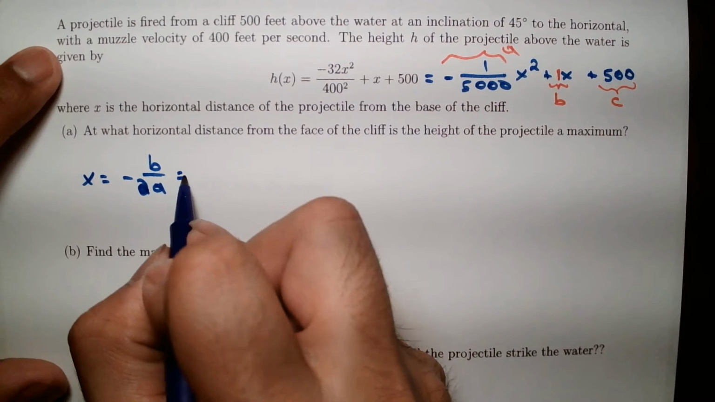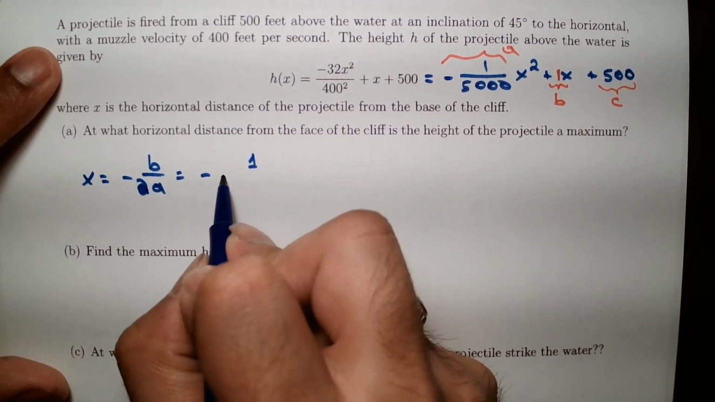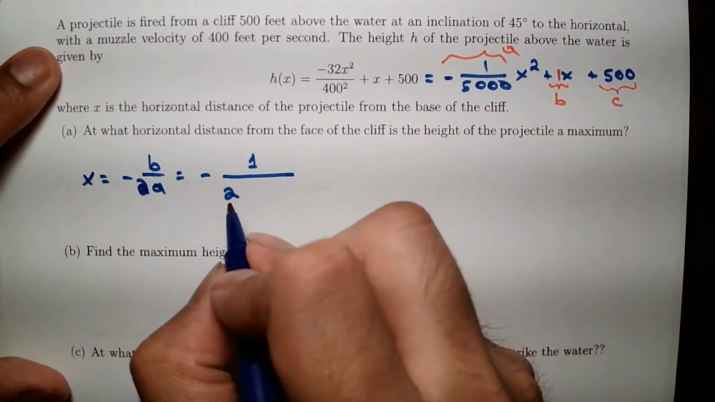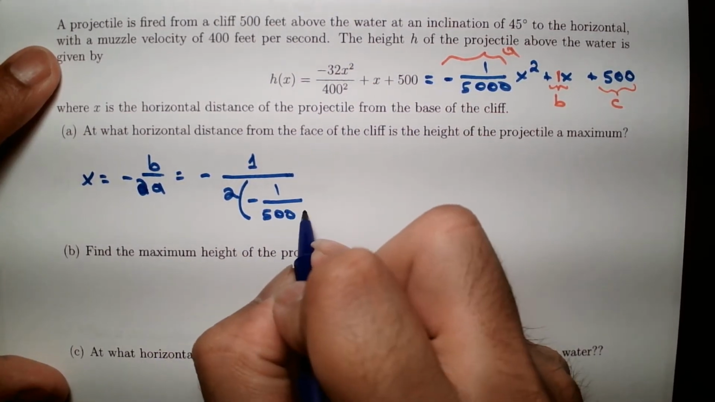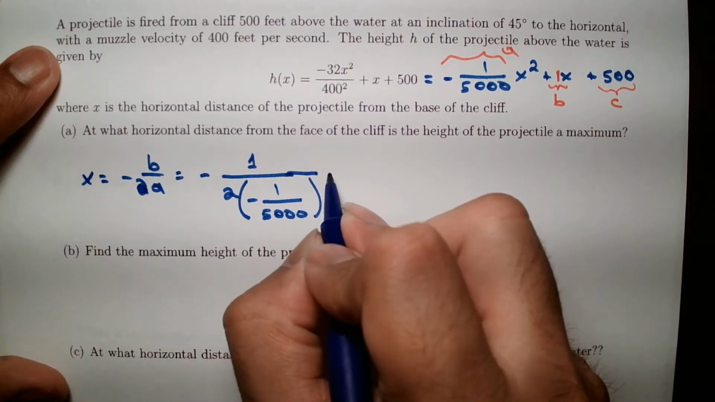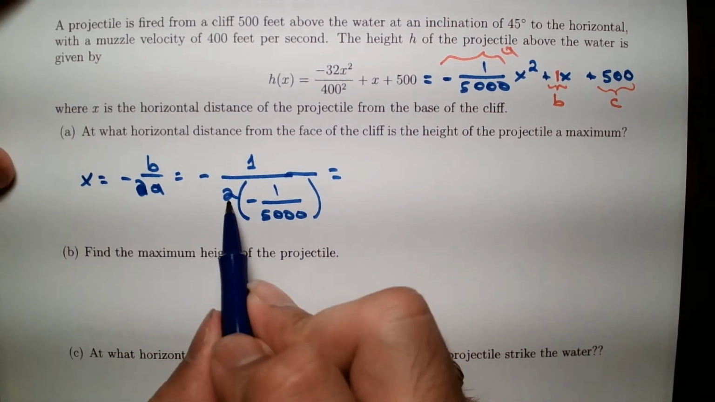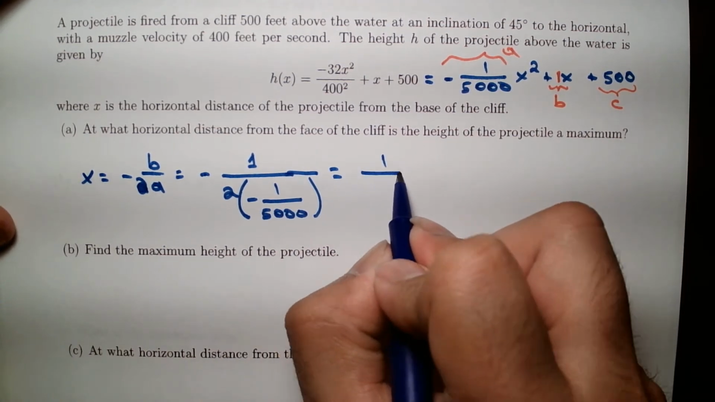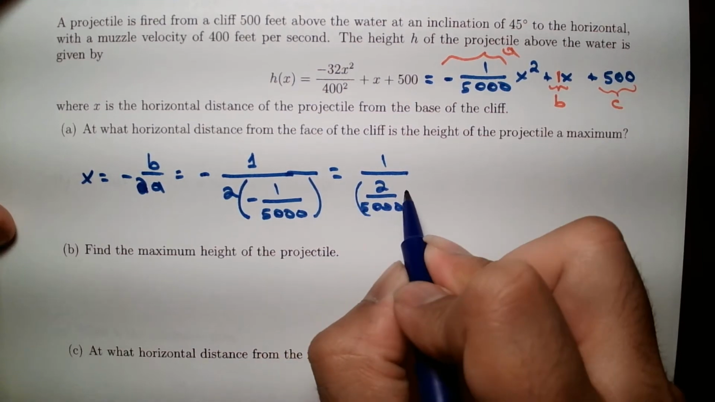So let's plug in the numbers. In this case, negative b, which is 1, over 2 times the quantity a, which is this ugly looking fraction, negative 1 over 5,000. This one is going to be a little bit weird to work with. Well, that's negative over negative, that's a positive, and that's 1 over 2 over 5,000.